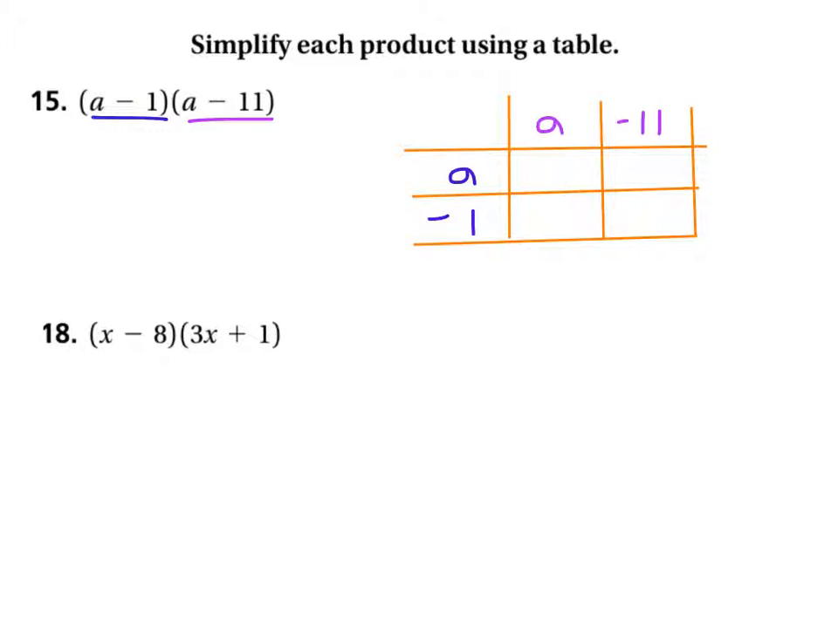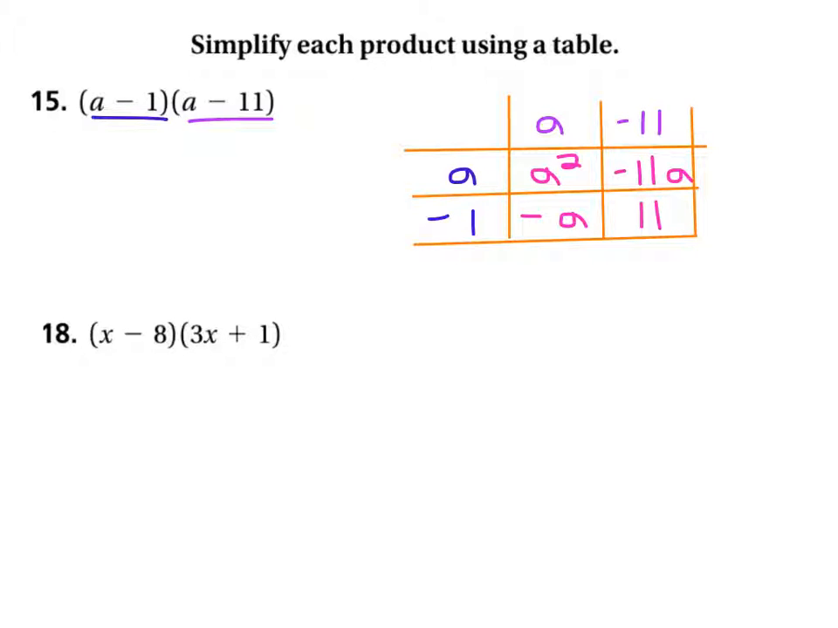Okay. Now what we get inside is going to be what we get when we multiply, like this times this will end up in that box. This times this will end up in that box. This times this will end up in that box. And this times this will end up in this box. So let's do it. A times a, a squared. A times -1, -1a or -a. A times -11, -11a. And -1 times -11, +11.